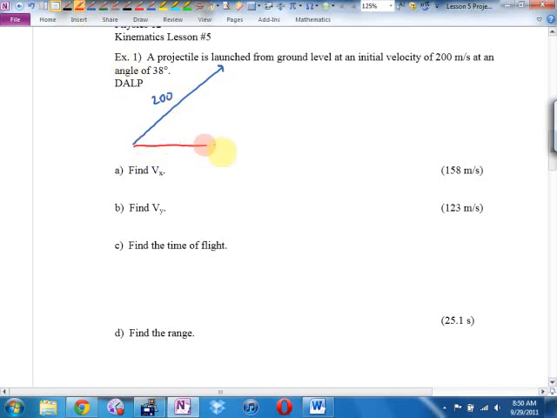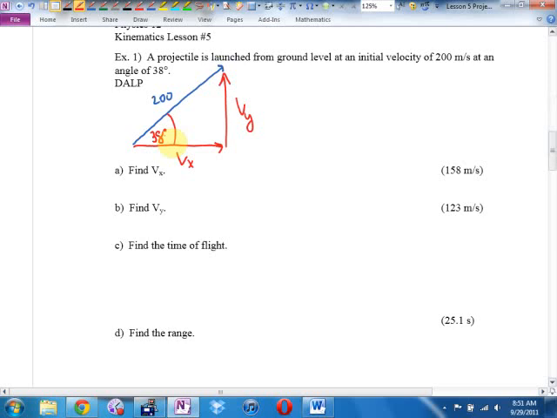There's Vx, there's Vy, and the angle is 38 degrees. Good to see you back as well, sir. Good. Find Vx, find Vy.